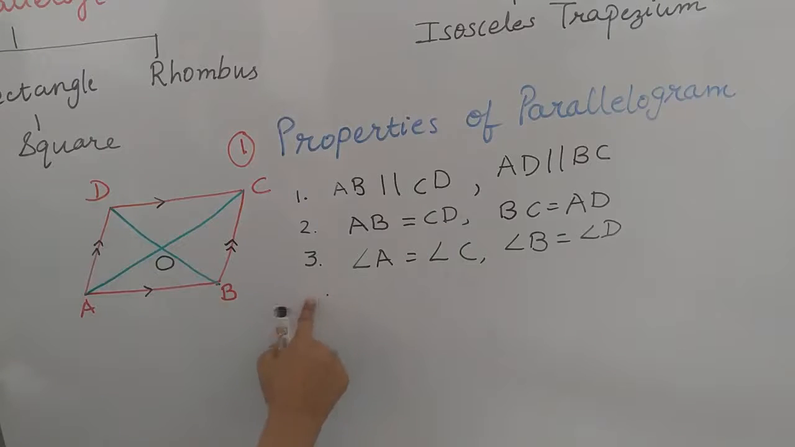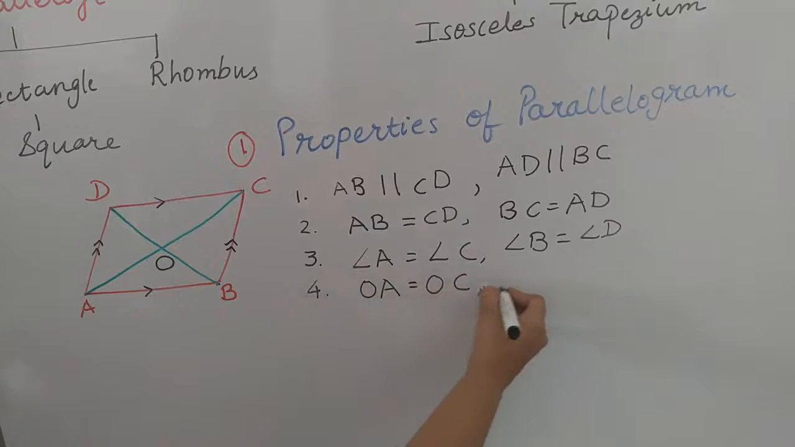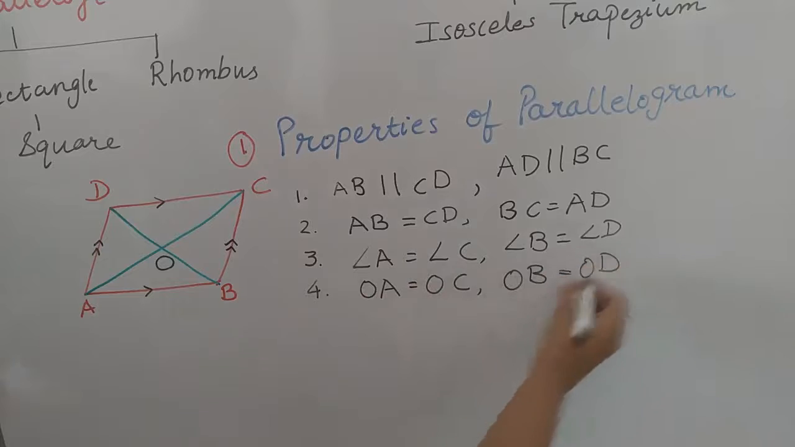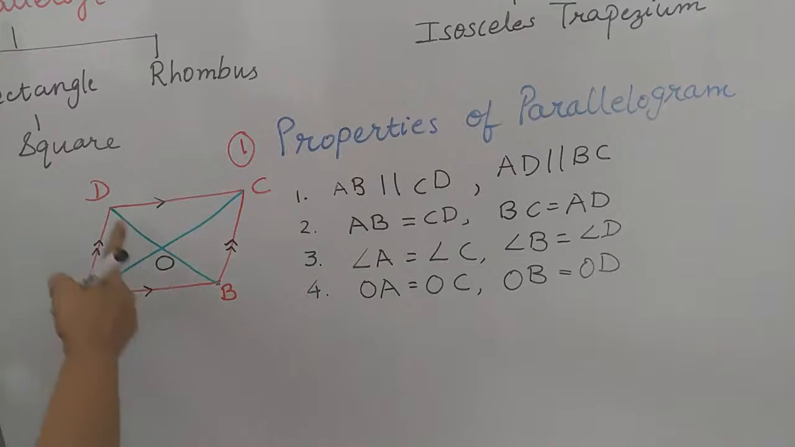So the fourth point I am writing here: OA is equal to OC and OB is equal to OD. Again, the diagonals bisect each other, and they also bisect the parallelogram.